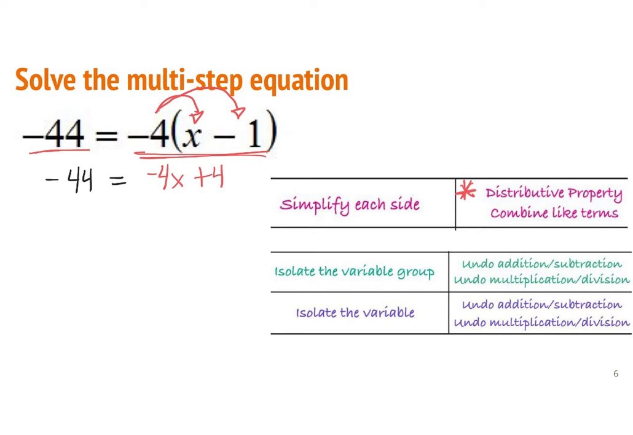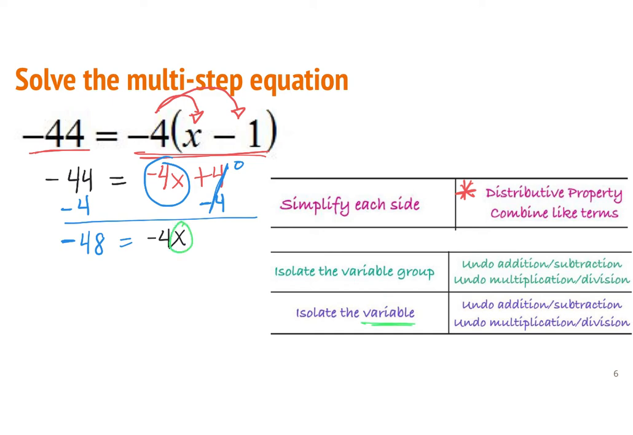Now I will isolate my variable group by getting rid of the positive 4. So I will subtract 4 on both sides because that will give me 0. Negative 44 minus 4 is equal to negative 48. Bring down your negative 4x. We want to isolate the variable now.